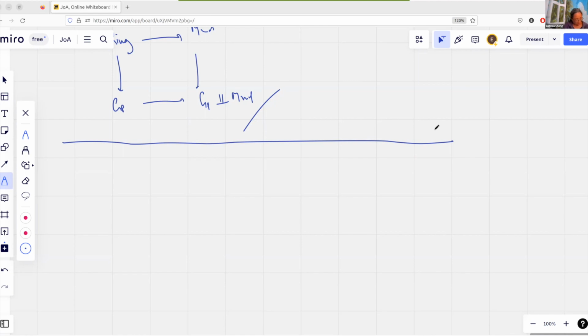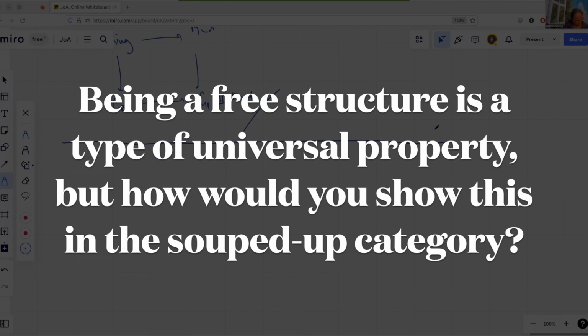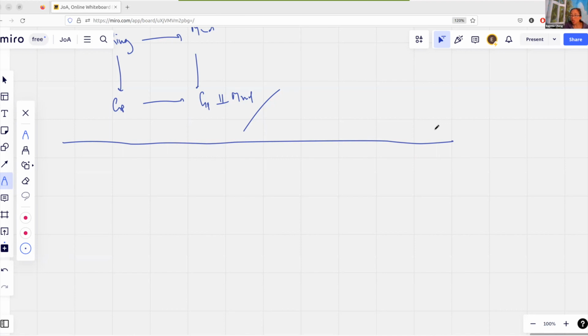On page 301, being a free structure is a type of universal property. Yes, because it's part of an adjunction, and adjunction is a universal property. If the universal properties can be expressed as an initial or terminal object in some possibly souped up category, how would you show this along the lines of how you did other universal properties using Cohen's? It's very, very souped up. And so, yeah, so the free, let's see, what can I say about this?